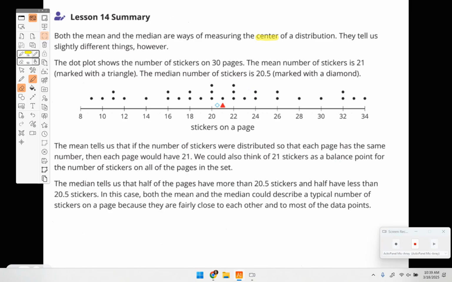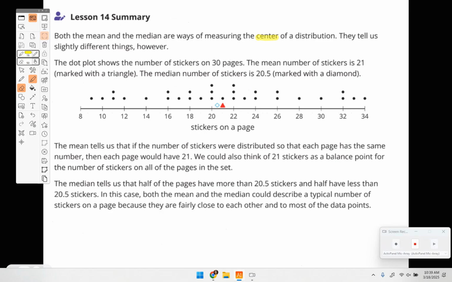It says, when dot plots show numbers of stickers on 30 pages, the mean number of stickers is 21, marked by a triangle, and the median is 20 and a half, marked with the diamond. The mean tells us, what? They're very close together, good. So the mean tells us that the number of stickers were distributed so that each page would have 21. We could also think of 21 as the balance point for our data.